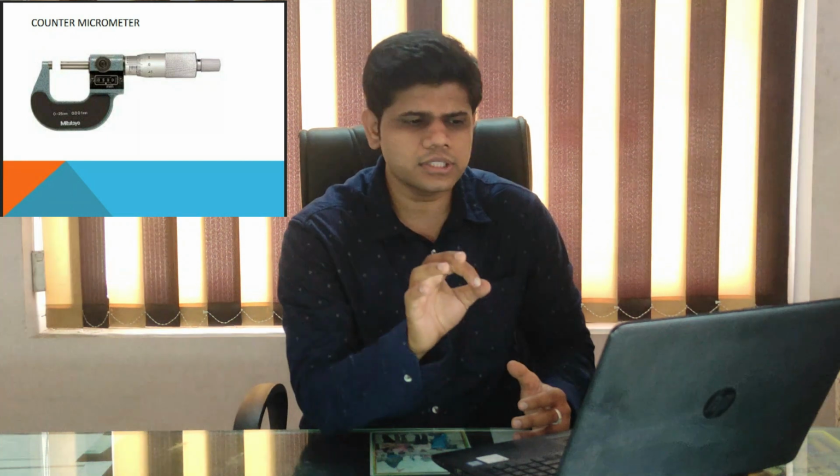The second one is the counter micrometer. Counter micrometer is generally a micrometer which has a counter, like we have seen in our vehicles. We don't have to check the thimble. You can just see what exactly the reading is. Its least count is 0.01 mm. You are getting it in 0.001 also, but generally 0.01 is enough for everybody. So this is the counter micrometer.